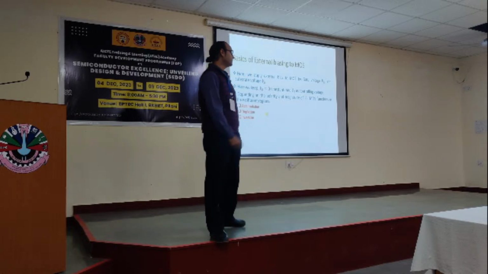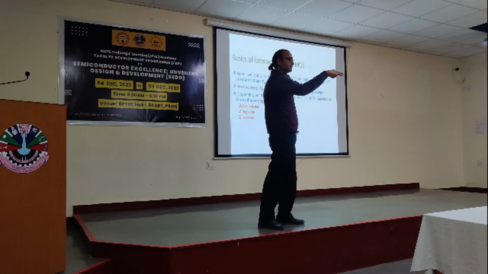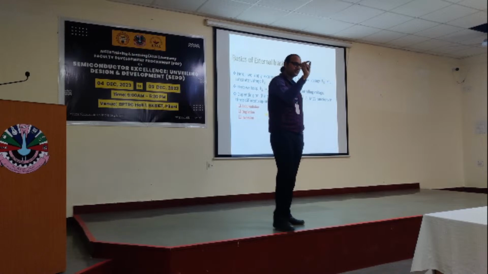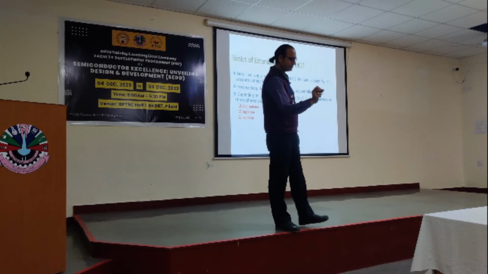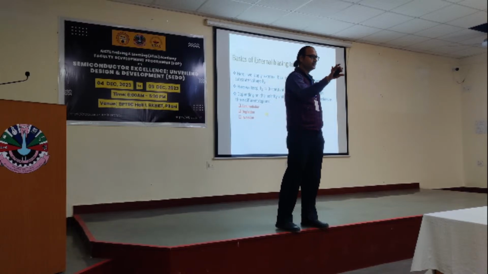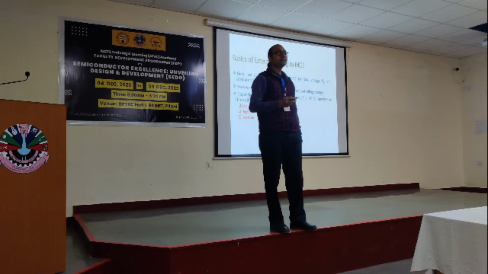Then what will be another part? My motive is to invert the channel. First part is flat band. Flat band means phi_ms minus oxide charge divided by oxide capacitance. This voltage I have to apply anyhow. After that, I want to invert the channel.